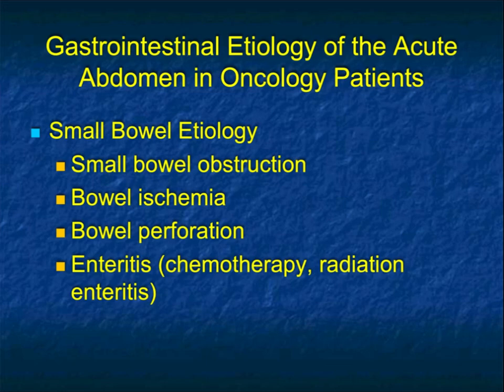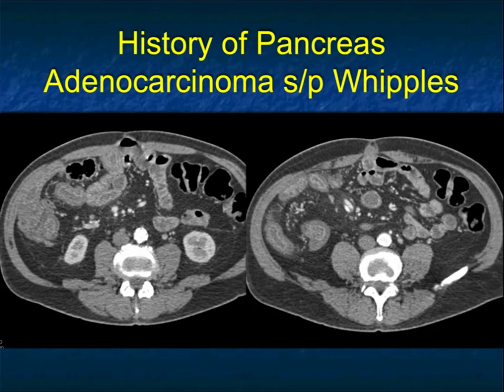Now, when you look at the etiology of the acute abdomen in oncology patients, we see lots of oncology patients. When patients have symptoms of pain, we always worry about disease recurrence, and that indeed can be the case. But in oncology patients, you also need to think about things like bowel obstruction, bowel ischemia, bowel perforation, and enteritis due to chemotherapy or due to radiation. So that becomes very, very important.